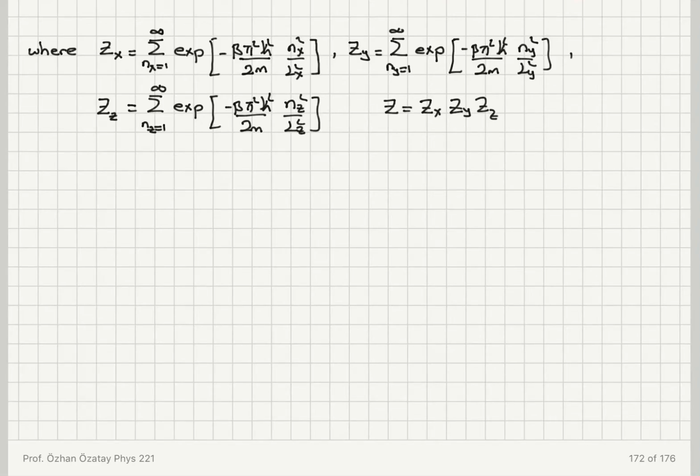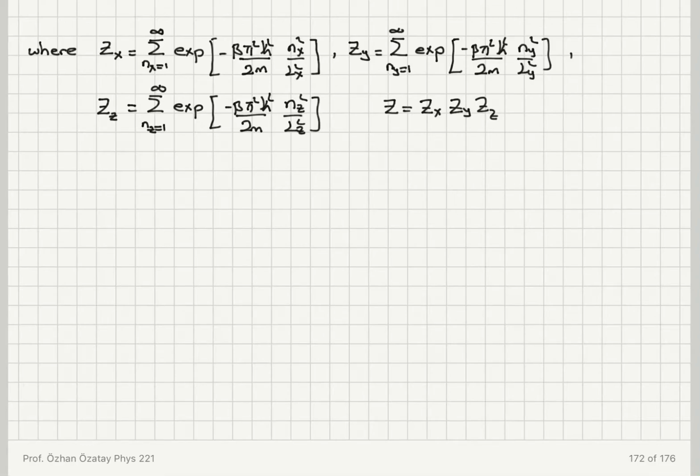So that will give me the final partition function. Now the question of how to calculate the partition function has boiled down to calculating it for one dimension and then basically multiplying for x, y, and z.